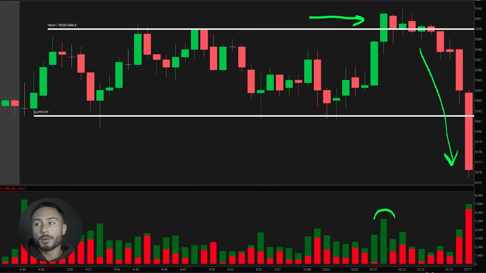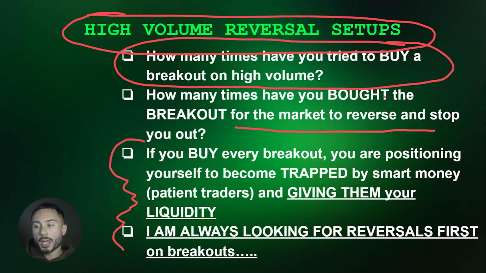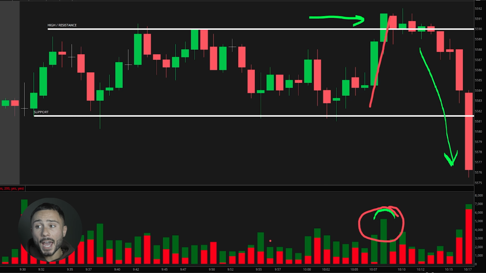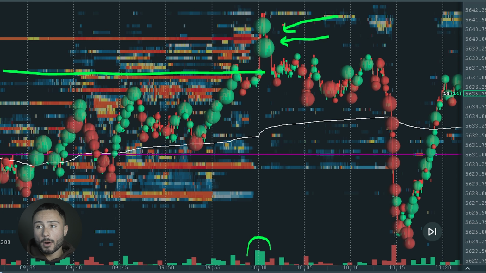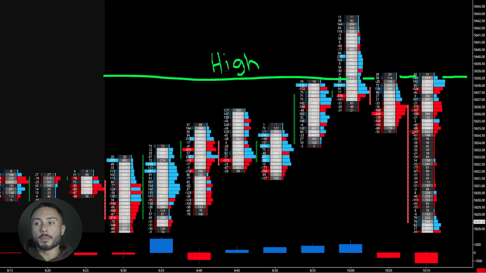This is a high volume reversal setup because if I see the market breaking above a resistance level with high volume, I am first looking to become a seller here, because I am putting myself in the position to trade with other patient traders who are looking to play reversals on breakouts. This high volume formed here because the market broke out on strong aggressive buying volume with no upside follow through. That is a reversal signal where I am first looking to sell the market, or be a seller, and play a bearish position. And this was a trade that worked out really well as the market dumped.